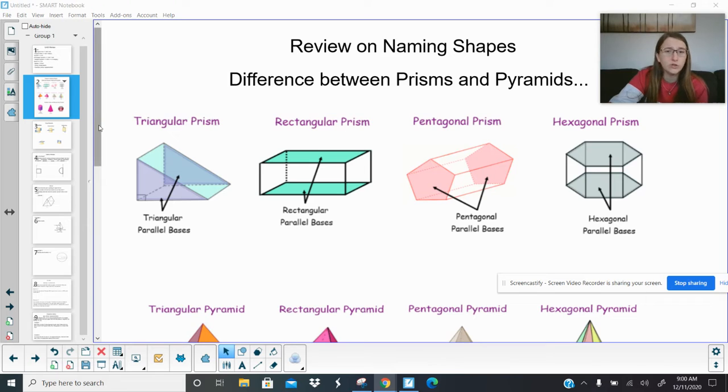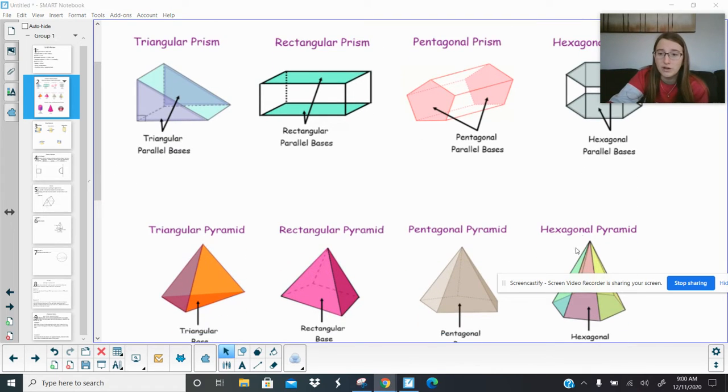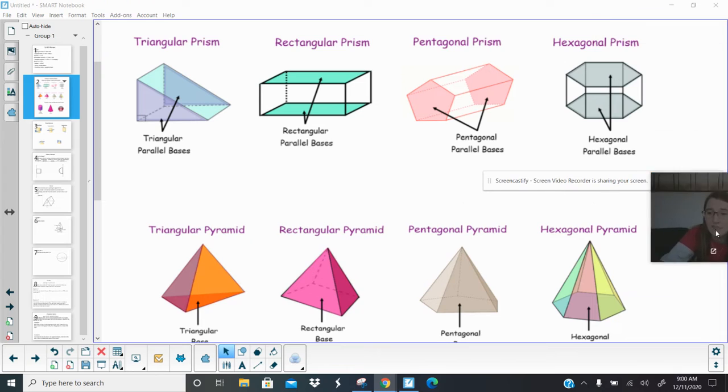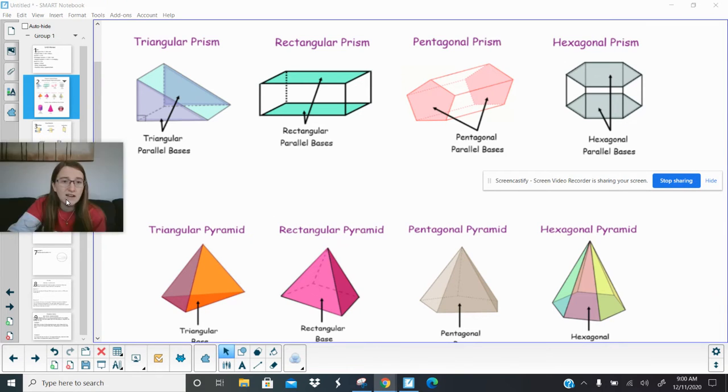Okay, so on to review on naming shapes. A few questions on the test, the first few questions, are going to be identifying the shape. I know we get prisms and pyramids mixed up, but looking at them, hopefully we can see a very clear difference. Notice again, all of the pyramids come to a point like this. The prisms are not like that. The prisms are much flatter, right?